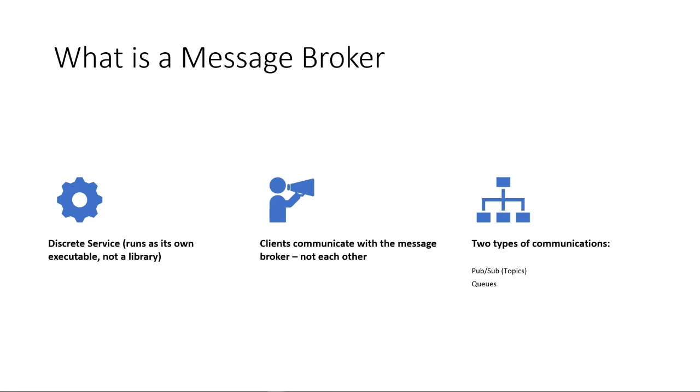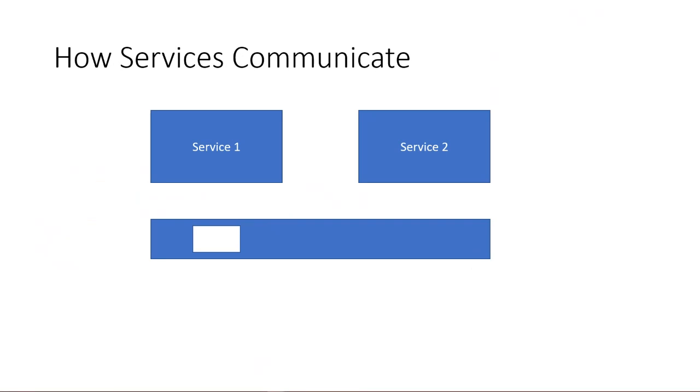Clients communicate with the message broker, not each other. I mean, that's kind of the point of it. So if that's not the case, then why bother? And broadly speaking, there's two types of communications inside a message broker, pub sub and queues. I can think of one message broker where that isn't the case, but broadly speaking, that's correct.